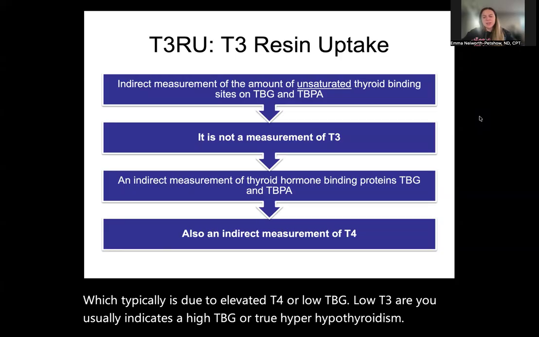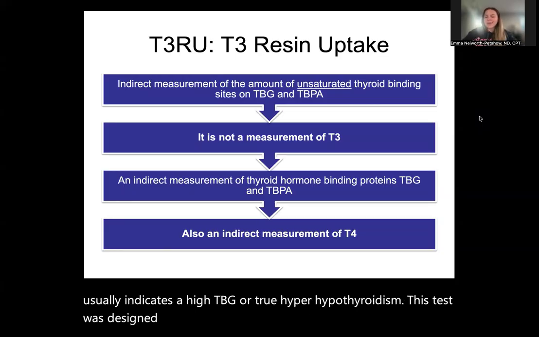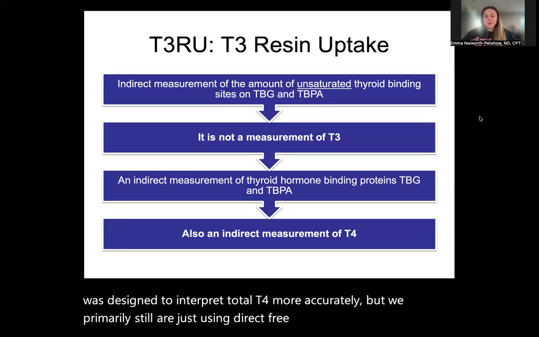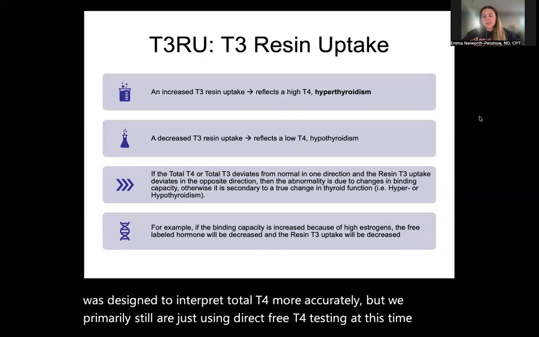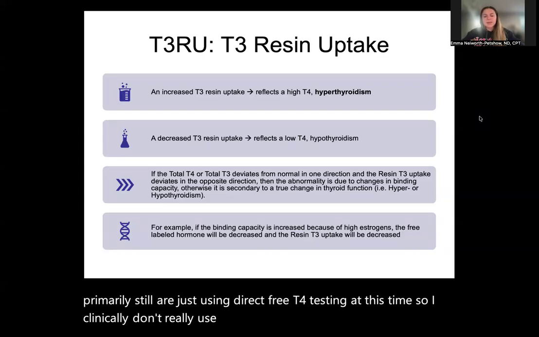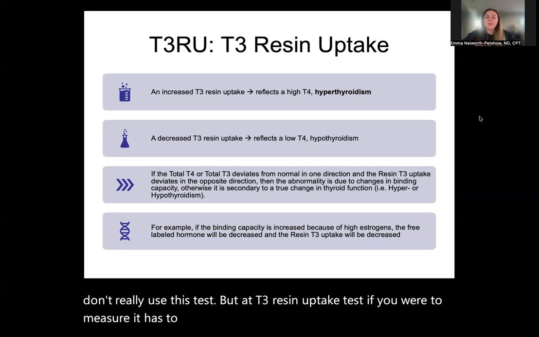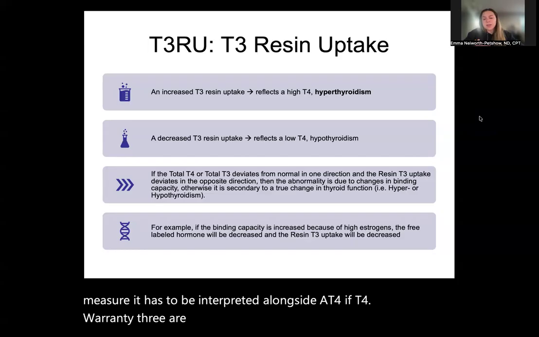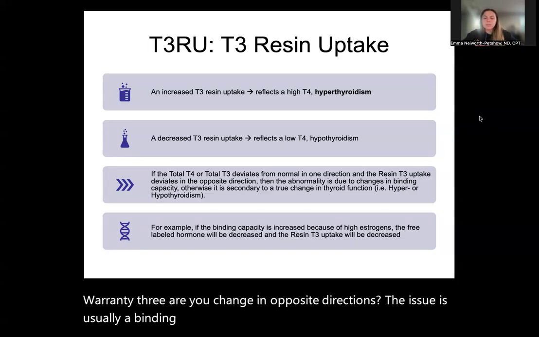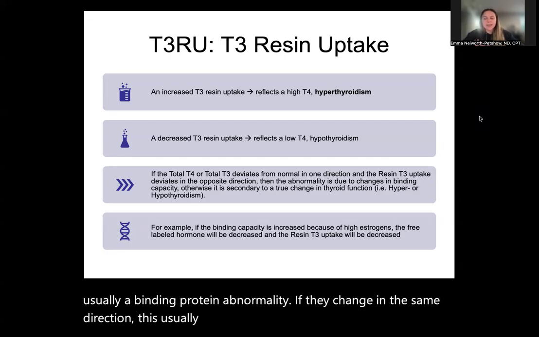This test was designed to interpret total T4 more accurately, but we primarily still are just using direct free T4 testing at this time. So I clinically don't really use this test. But a T3 resin uptake test, if you were to measure it, has to be interpreted alongside a T4. If T4 and T3RU change in opposite directions, the issue is usually a binding protein abnormality. If they change in the same direction, this usually reflects true hyper or hypothyroidism.